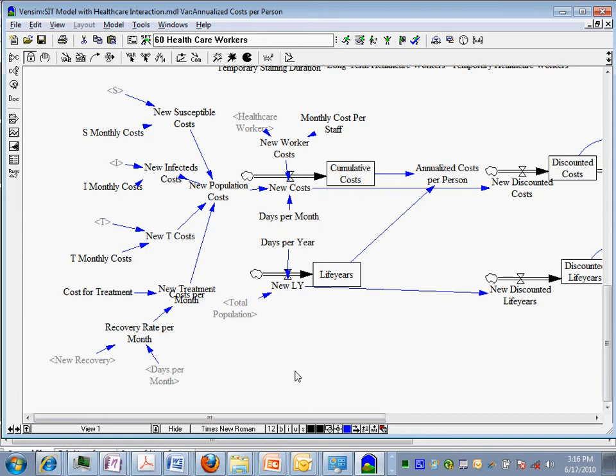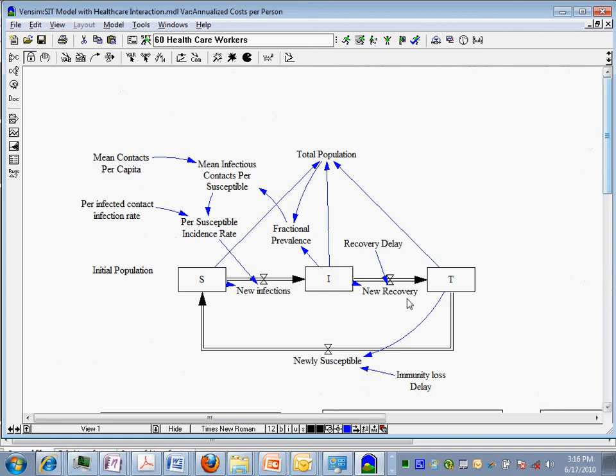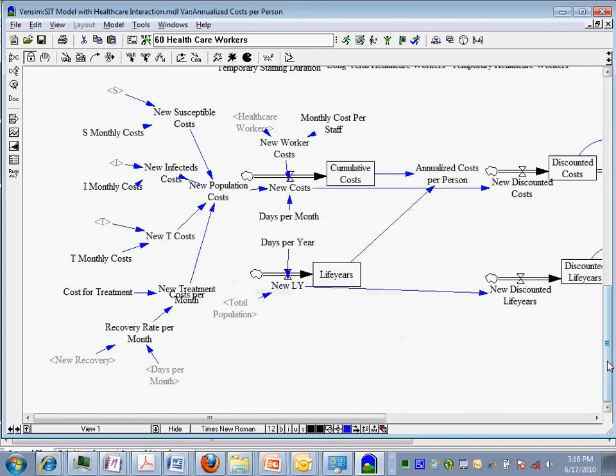Okay? I have a question. Sure. Is the recovery a flow or is it a stock? This is a flow. In this case it's a rate, new recoveries. It's the actual number of people going per month. This is per day, and this is days per month, and we get the number of people per month who recover. Do you see what I mean?